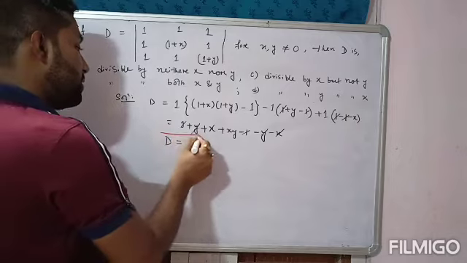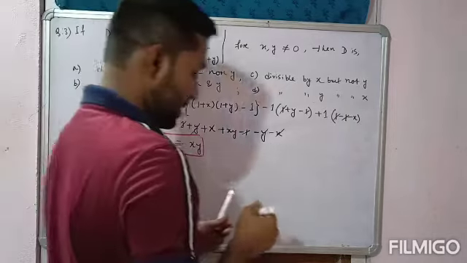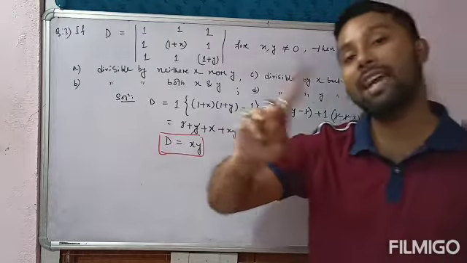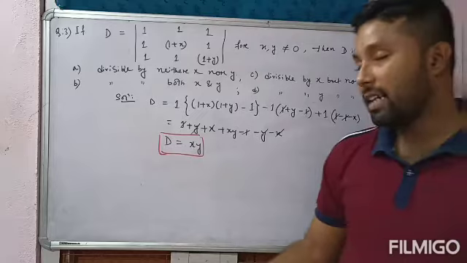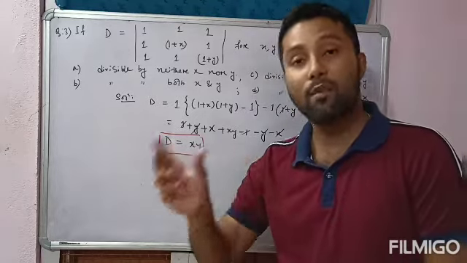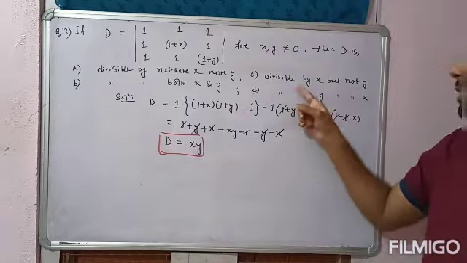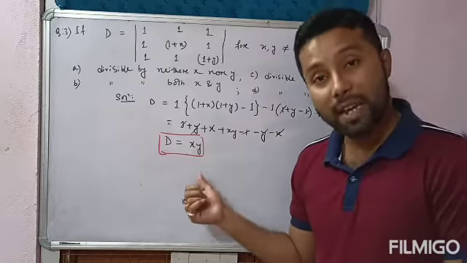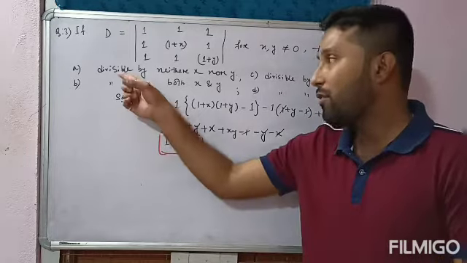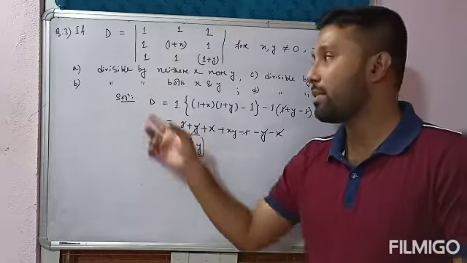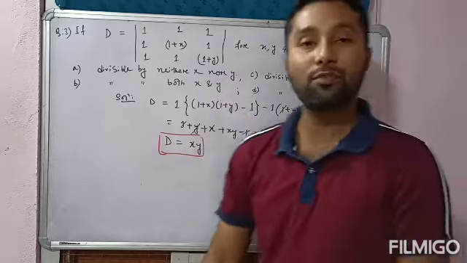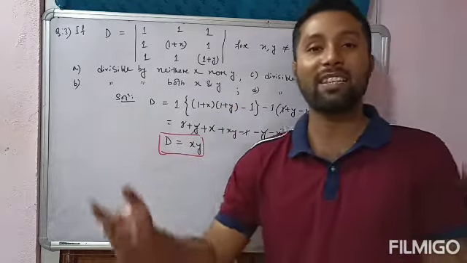So D is equal to x into y, which means this is the term which is divisible by both x and y, because the expression has both x and y. So you cannot say it is divisible by only x but not y, because y is also here. You cannot say it is divisible by y but not x, because x is also here. And the first option clearly will not be satisfied, because how can it be divisible by neither x nor y, when the expression itself has xy? So how can we say that it is divisible by neither x nor y?